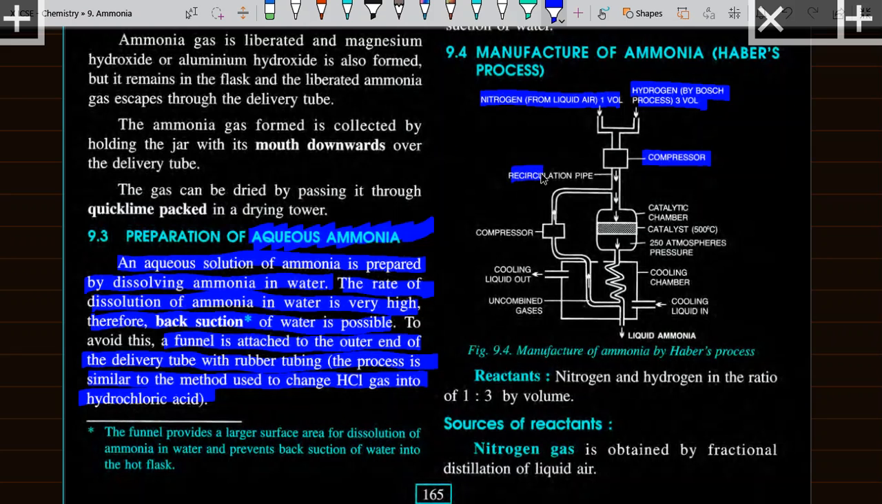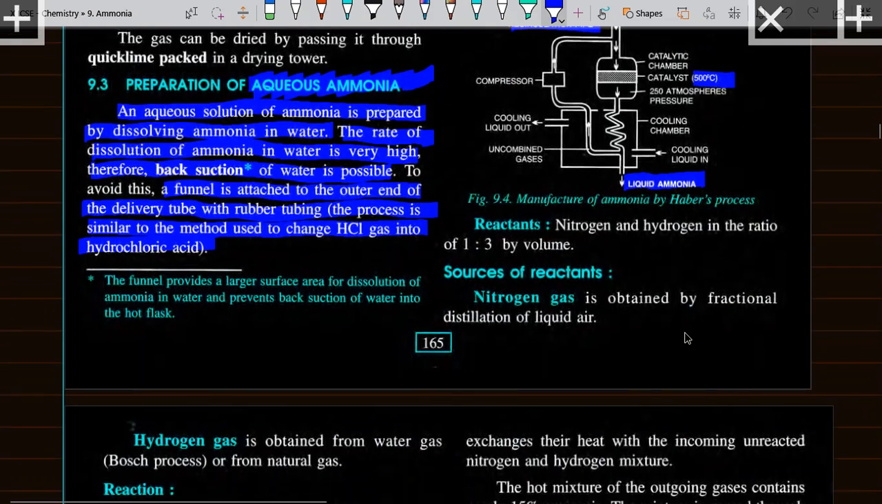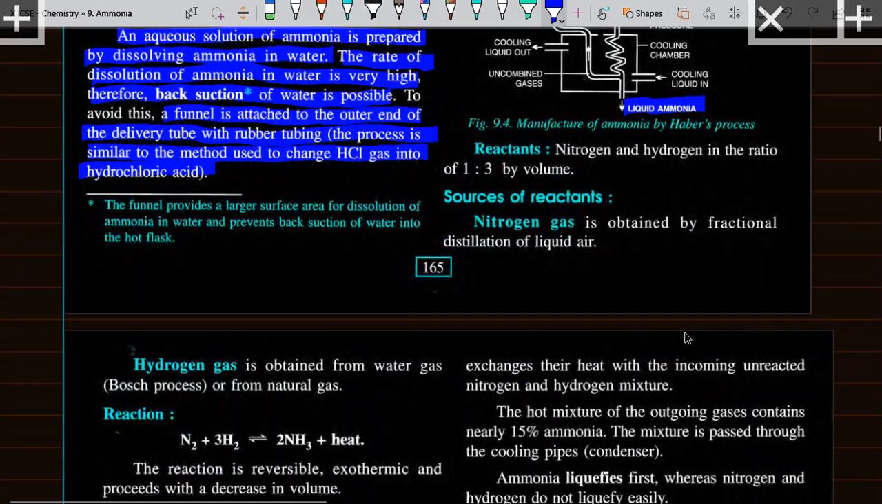Then they are passed into a catalytic chamber where there is a catalyst at 500 degrees Celsius and 250 atmospheric pressure, and onto a cooling chamber. And from the cooling chamber, again some of the constituents which are not mixed are passed into the compressor and again into the catalytic chamber. And through the cooling chamber, liquid ammonia comes out in the combined form. So that's the process of making ammonia.